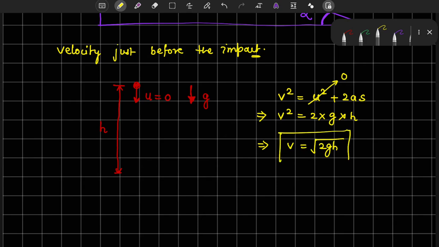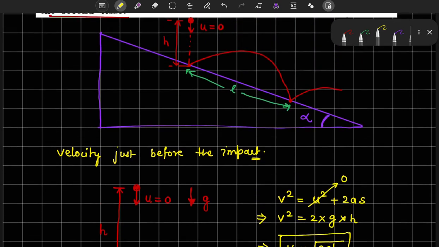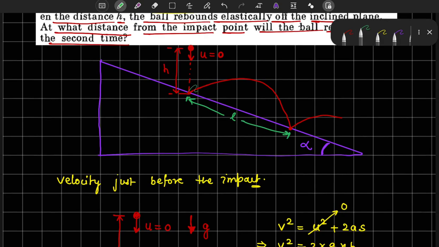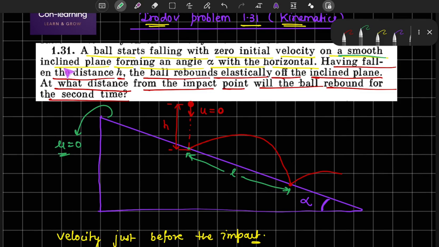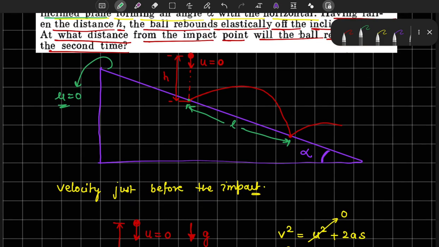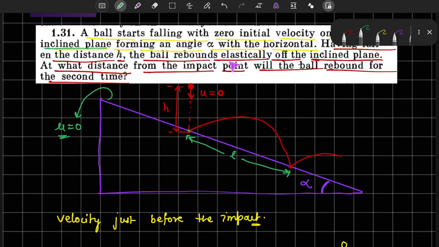We can remember this for general problems where the initial velocity is 0 and the body is free falling. Now it is impacting at this particular point elastically, and the coefficient of friction is 0 for this inclined plane, as it is given that it is a smooth inclined plane. Now we have to understand the meaning of elastic rebounding.